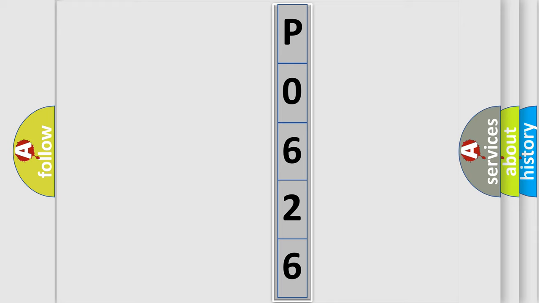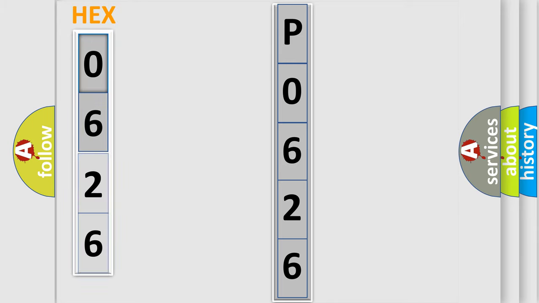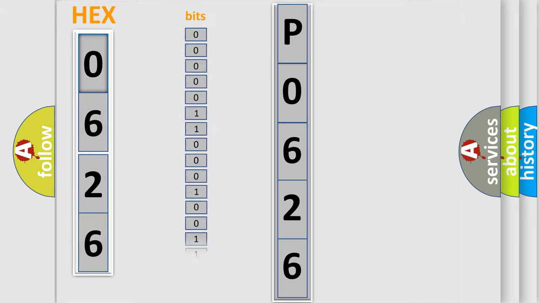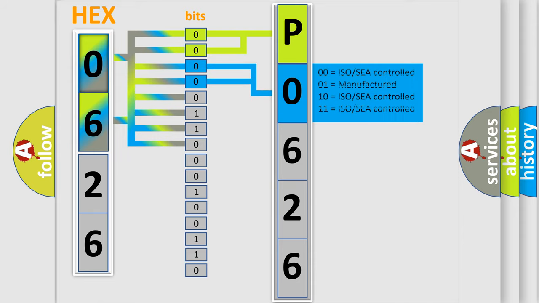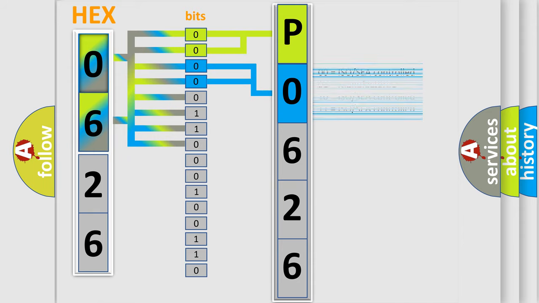The error code is split into two bytes consisting of 16 bits. One bit is the basic unit that each computer works with. The bit has two logical states: 0, low level, and 1, high level. By combining the first two bits, the first character of the error code is expressed. The next two bits determine the second character. The last bits of the first byte define the third character of the code.